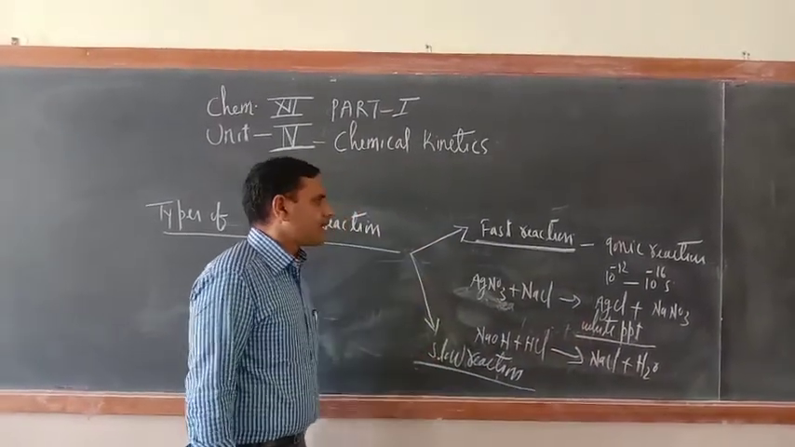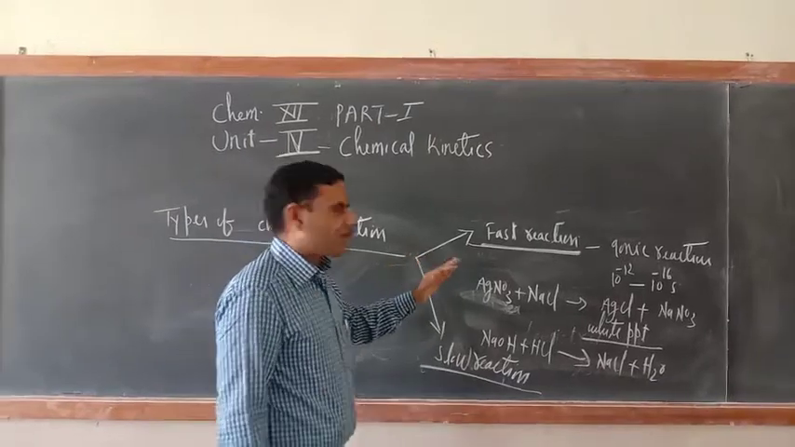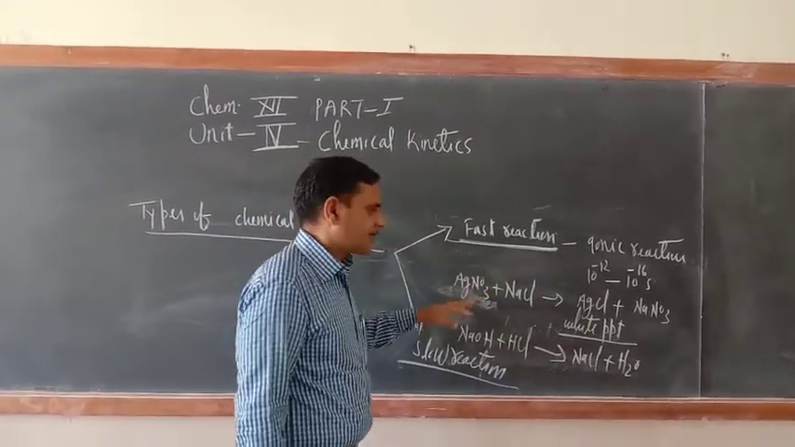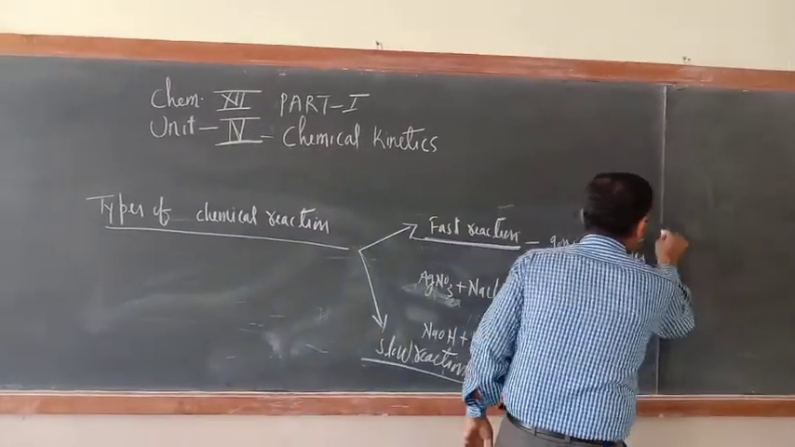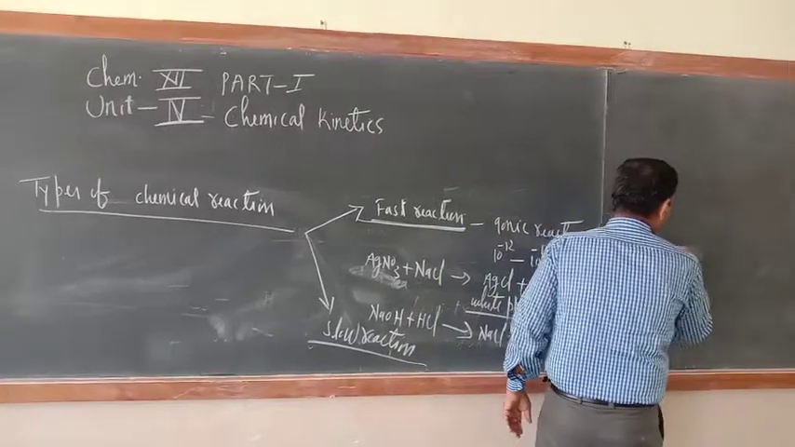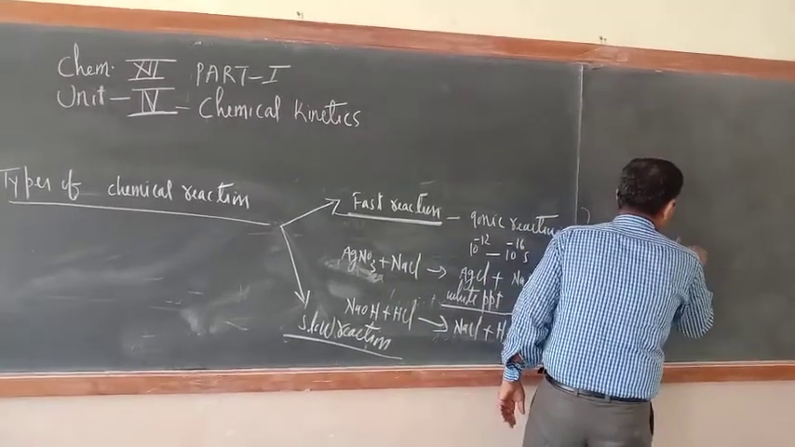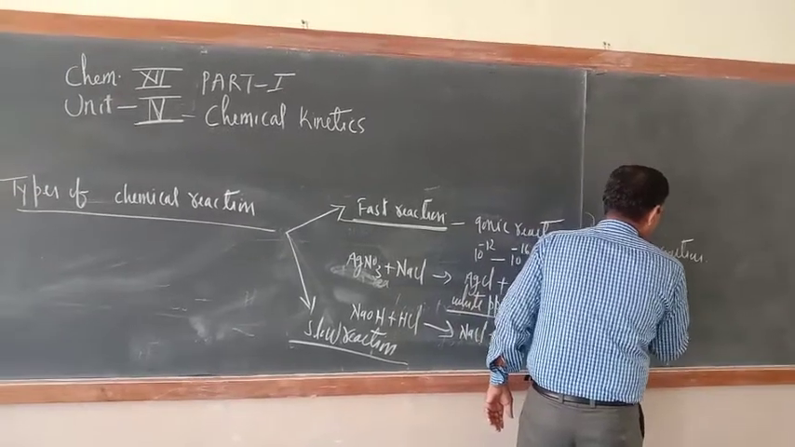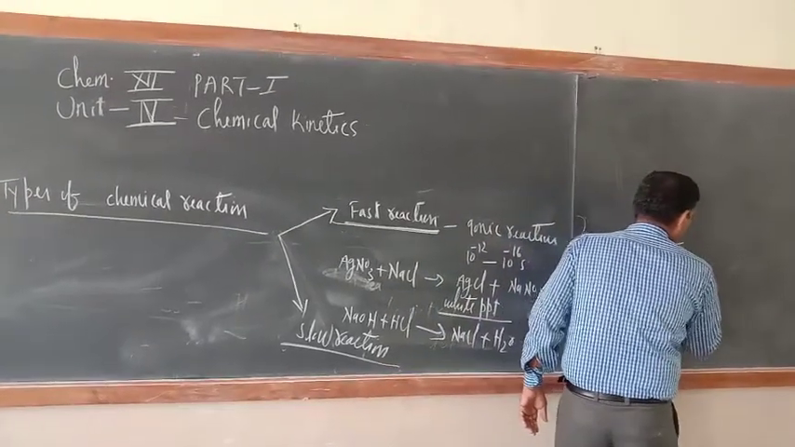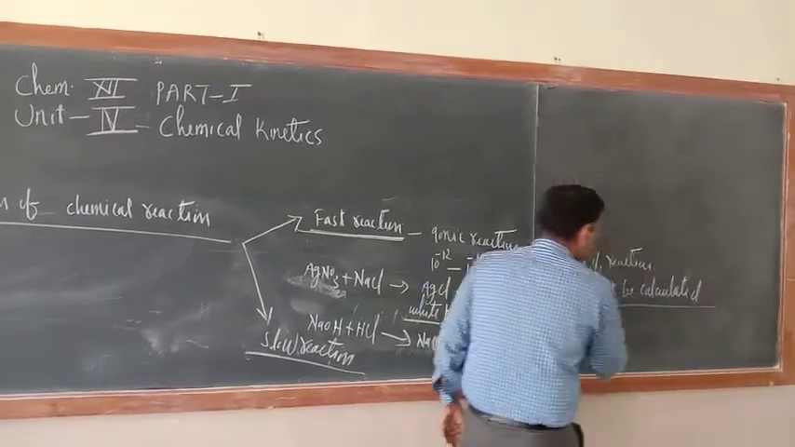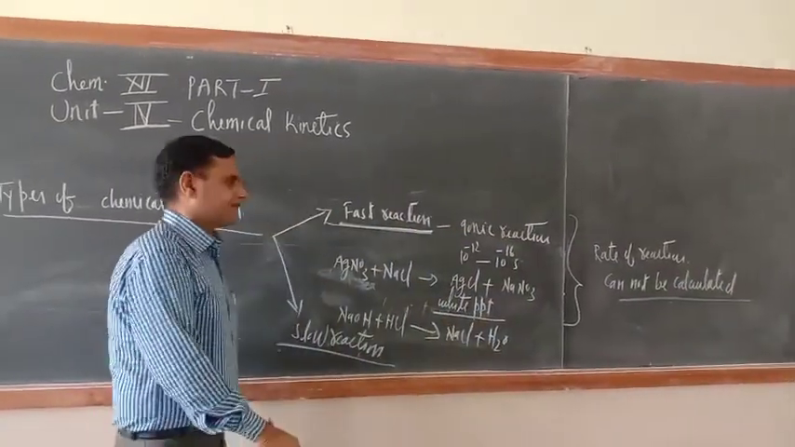So always remember, for very fast reactions, especially ionic reactions, the rate of reaction cannot be calculated because they are taking place very fast.